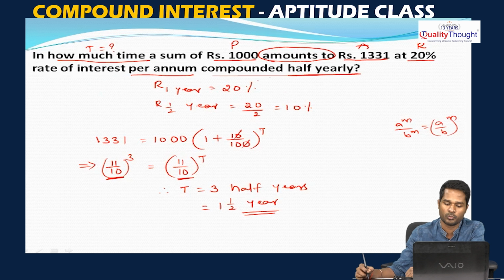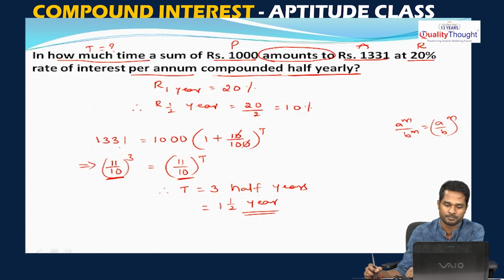See, what we have done here: as he said, the rate of interest for 1 year is 20% but calculated half yearly, so I calculated the rate of interest for half year, which is 10%. Now the total amount 1,331 is equal to the principal amount 1,000 into (1 plus 10 by 100) whole power t. Cancel the zeros.